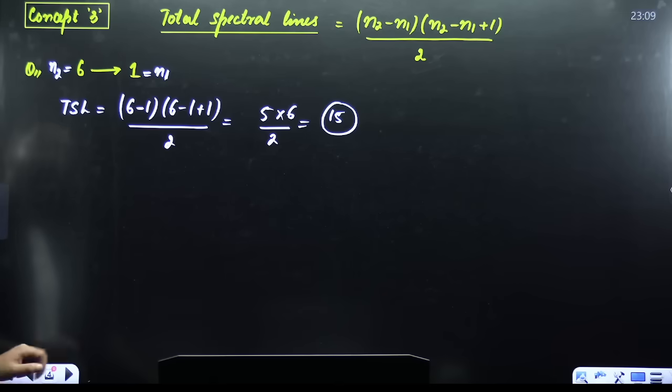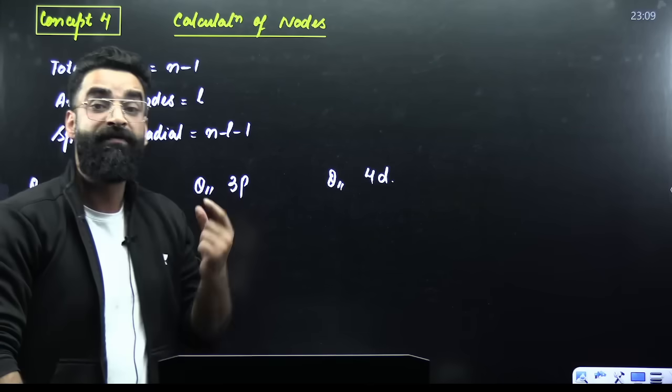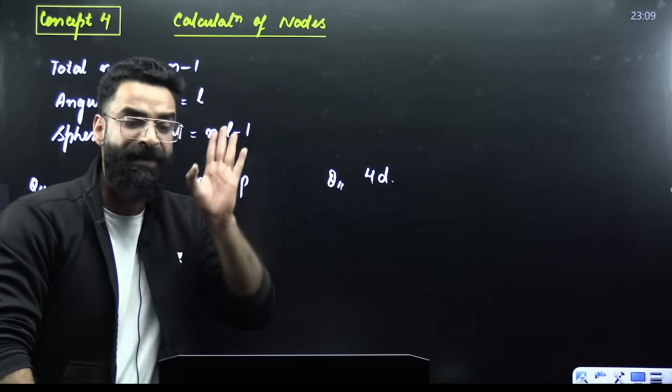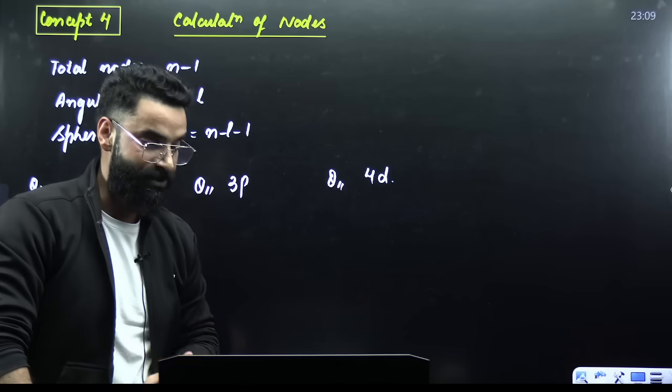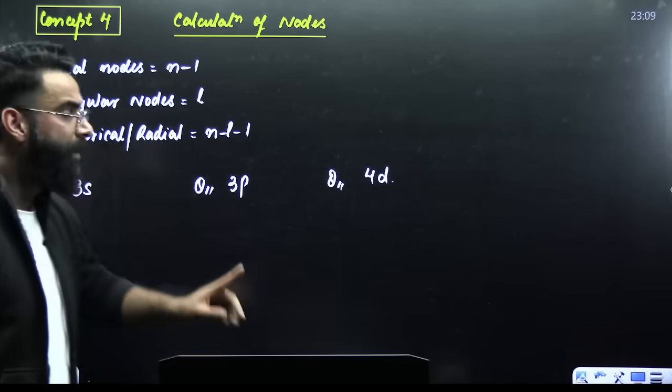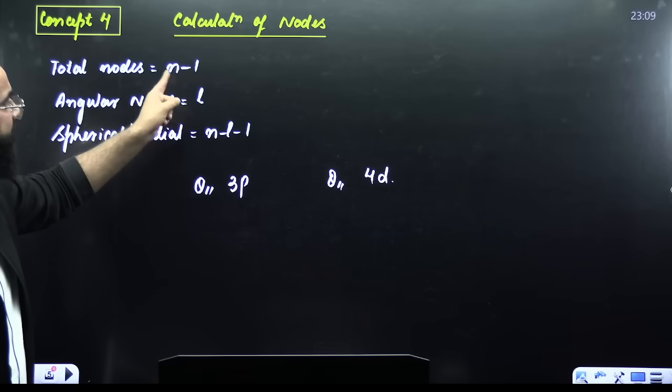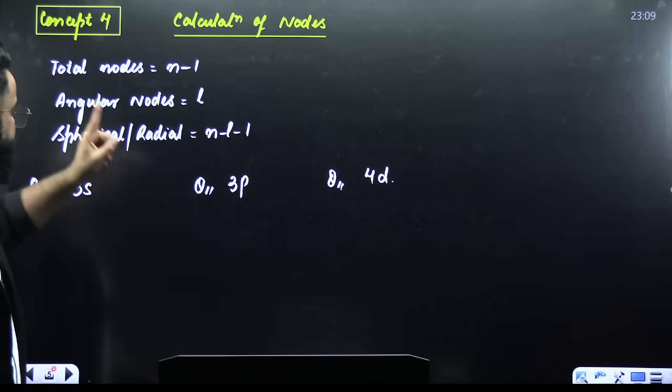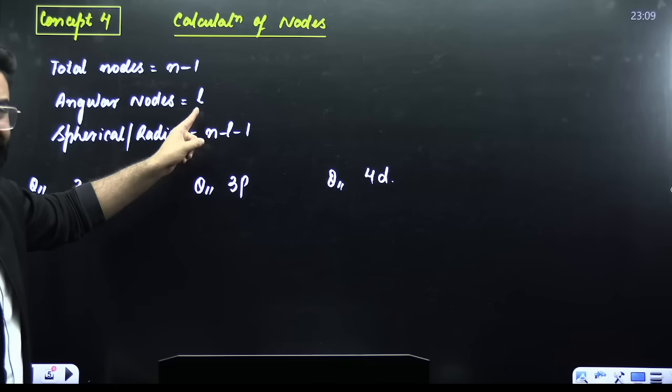Similarly, my dear students, moving on to the fourth concept, that is calculation of nodes. There is a specific question which is asked about the nodes calculation. You need to remember just one thing. Total number of nodes is given by the formula n minus 1. Similarly, angular nodes are given by the formula L.